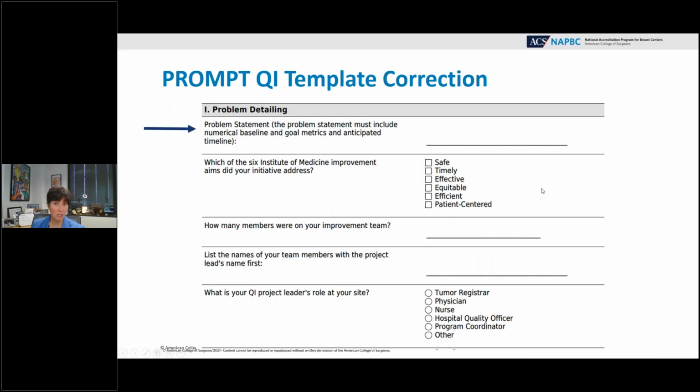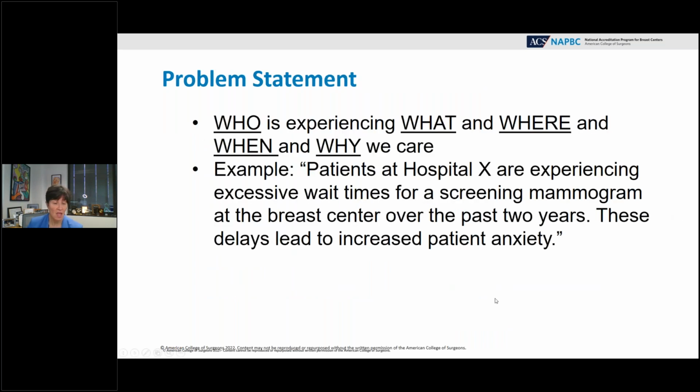So first, the prompt QI template correction. Somebody astutely pointed out that the problem statement was being incorrectly described here. In this old version of the QI template, the problem statement must include numerical baseline and goal metrics and anticipated timeline. This really pertains more to the aim statement. And as I outlined in a previous educational webinar, the problem statement should outline who is experiencing what and where and when and why we care.